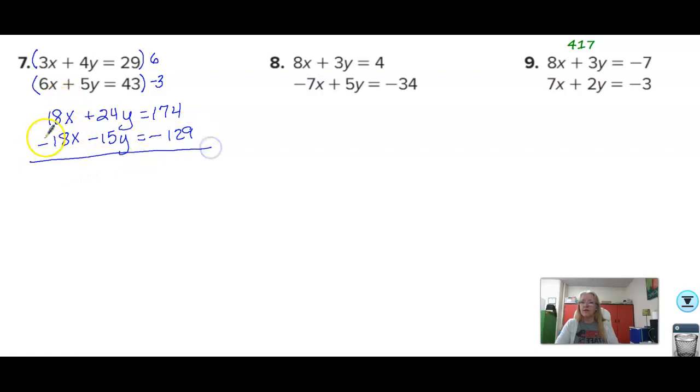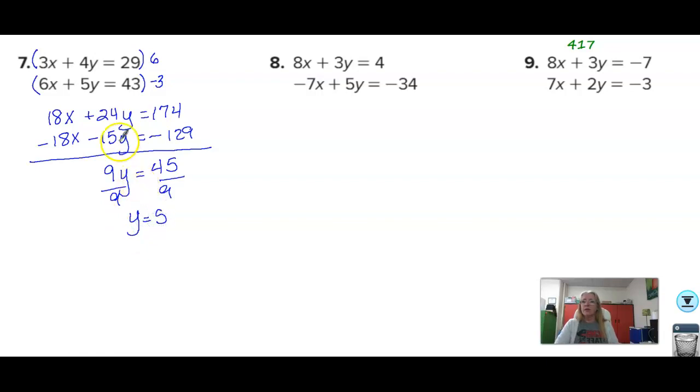Adding these together, those drop out. 24 minus 15 gives me 9y. And 174 minus 129 is 45. Which, when you divide both sides by 9, we arrive at y is 5.